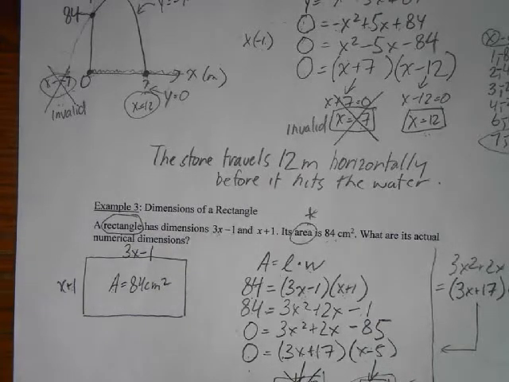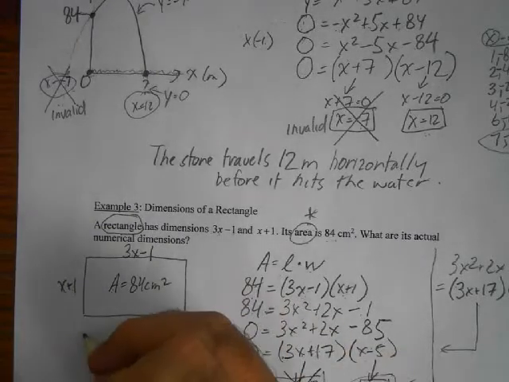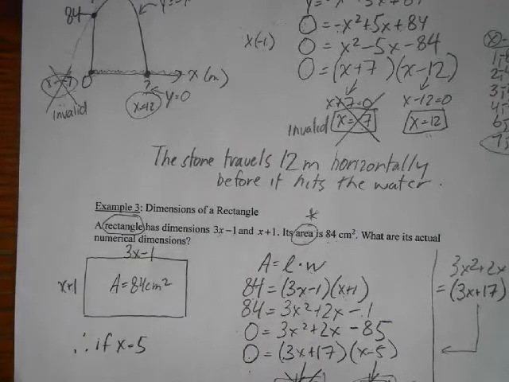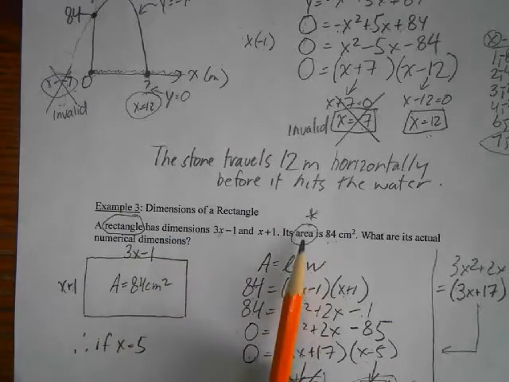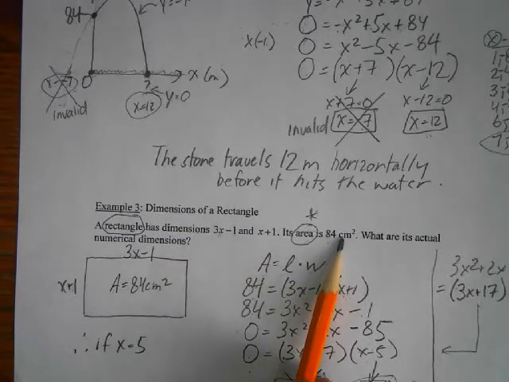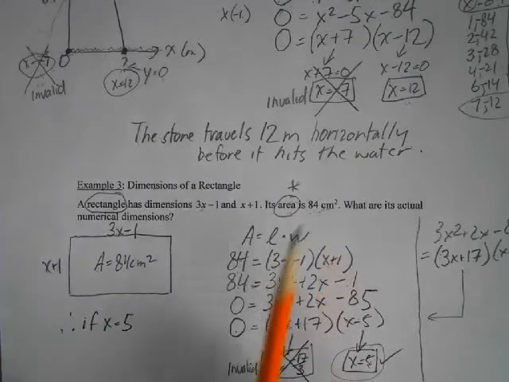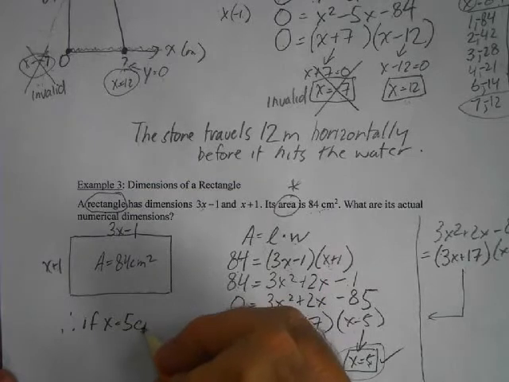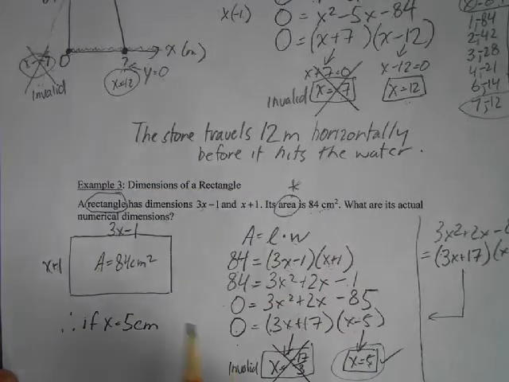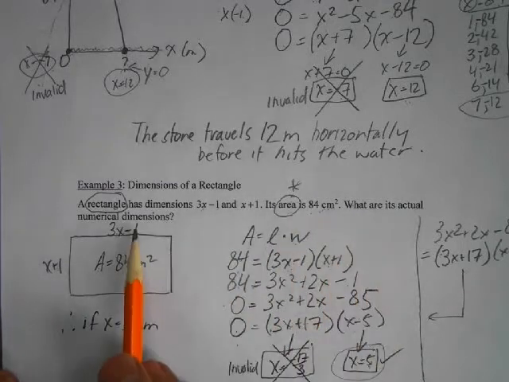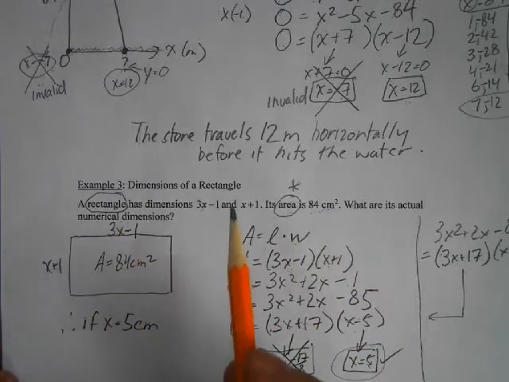Okay. So I'll say if x equals 5. Now the units for that, they didn't tell us length and width were centimeters, but they told us the area is centimeters squared. So that tells you, in order to get an area of centimeters squared, the length and width must be centimeters. So x is 5 centimeters. Now, they didn't ask us to solve for x. They said, what are its actual numerical dimensions?